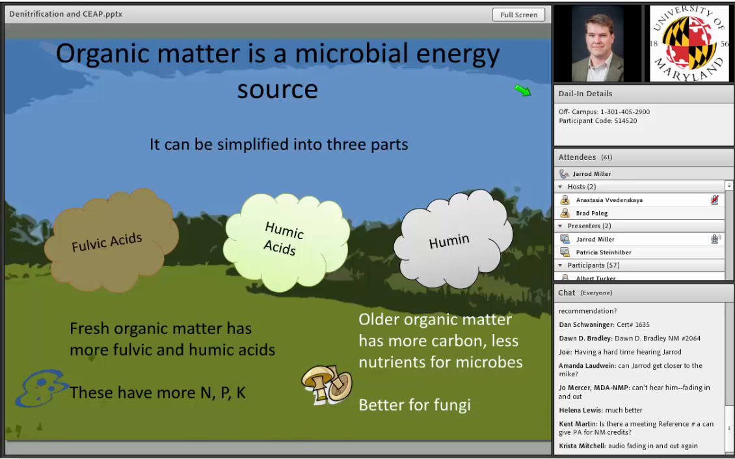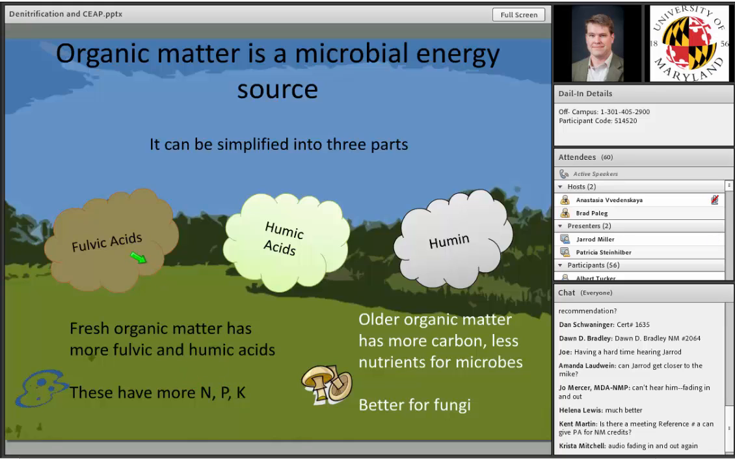As an energy source, you can split up organic matter into 3 parts. There's a lot of different ways to do it, but one way to simply describe it is fulvic acids, humic acids, and then humin. Fulvic and humic acids are usually found in fresh organic matter, and they're going to have more of the N, P, and K inside of them. So in fresh organic matter, you have a more accessible energy source that has all the nutrients they need, because they don't just want the carbon. Like Trish was mentioning about immobilization and mineralization, they want a range of nutrients.